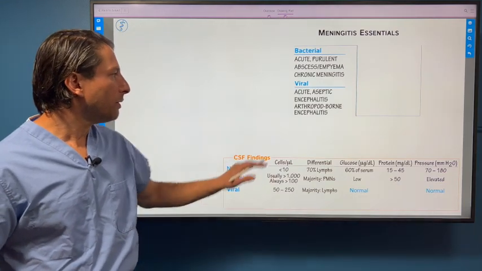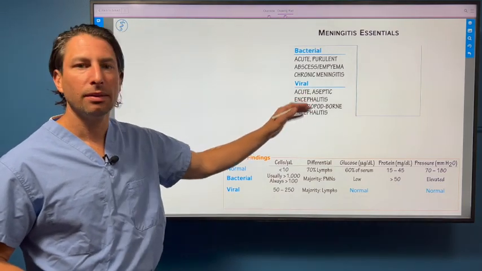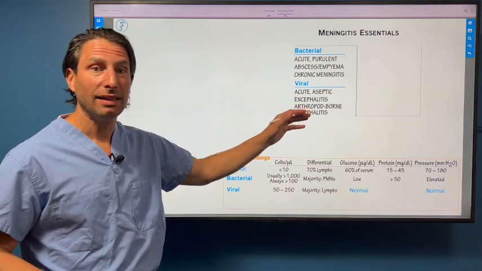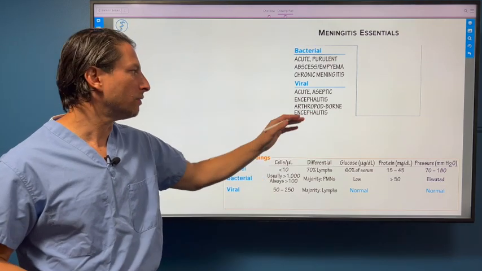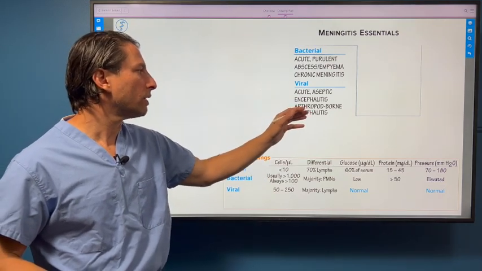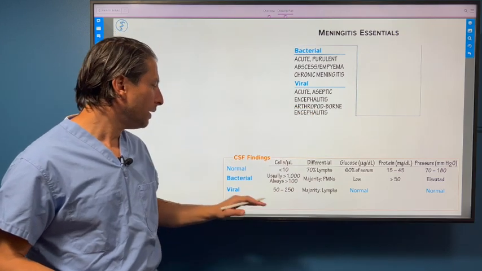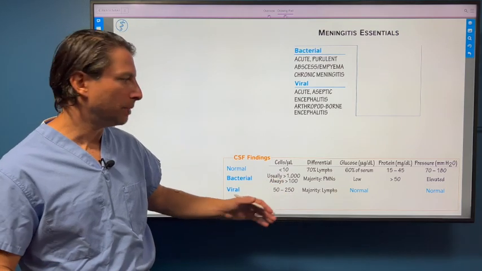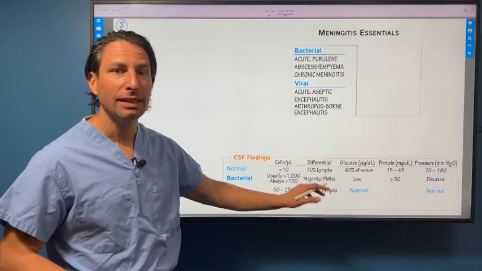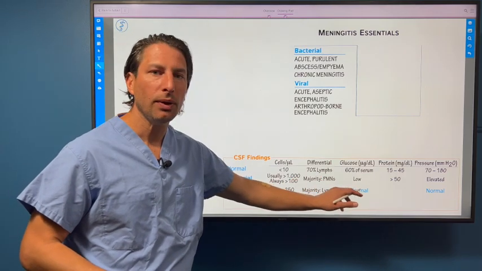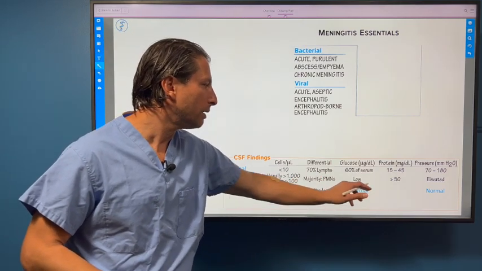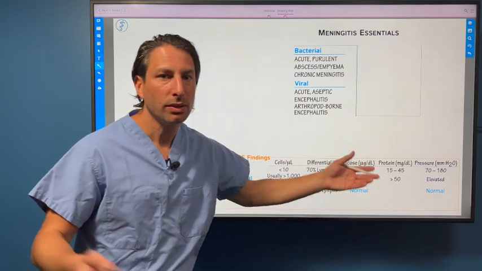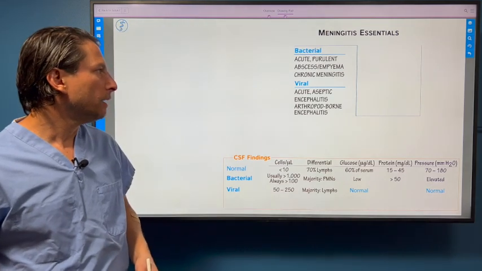When it comes to viral, there can be acute aseptic meningitis, meaning there's an acute illness, but the person's not very sick. There can be an encephalitis, so they can be incredibly sick and confused and even comatose. And then there's arthropod-borne encephalitis as well. So from a viral standpoint, the cell count's going to be elevated, but not quite as high as bacterial, typically. The majority will be lymphocytes, not polys. The glucose will be normal. Again, glucose can be an important indicator of what's going on. The protein will be elevated, and the pressure should be normal in viral meningitis.